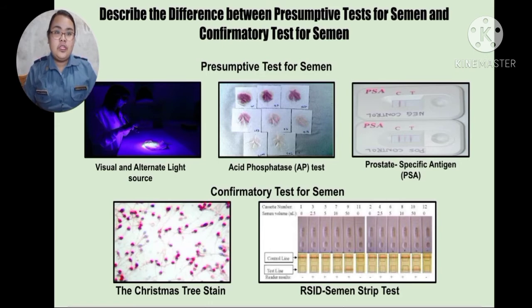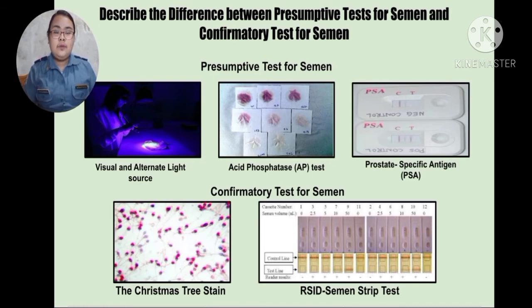Sa confirmatory test for semen naman daw po, from the word confirm na daw po agad yung mga sample na yon ay specific evidence na agad. Yung confirmatory test daw po ay expensive at kailangan daw po ng mga special equipment. And yung confirmatory test daw po for semen is a long time to complete. So, ang confirmatory testing daw po ay ginagawa sa laboratory, unlike dun sa presumptive na pwedeng gawin sa field or sa crime scene mismo. So, let's proceed to the presumptive test for semen.